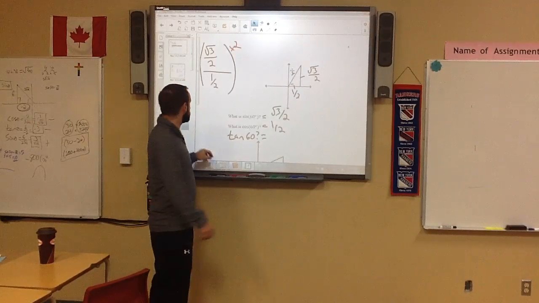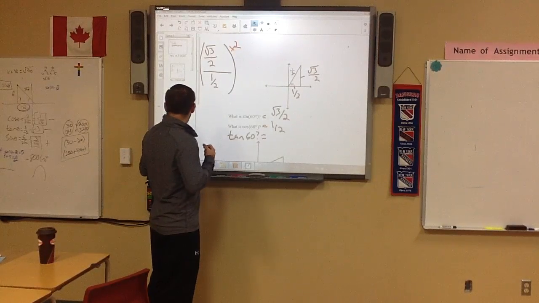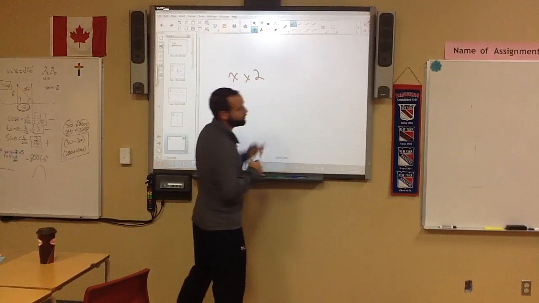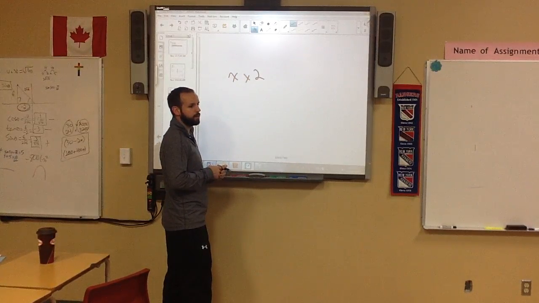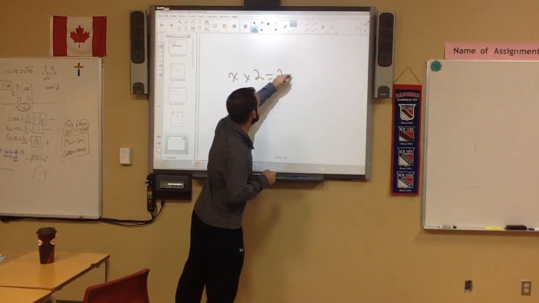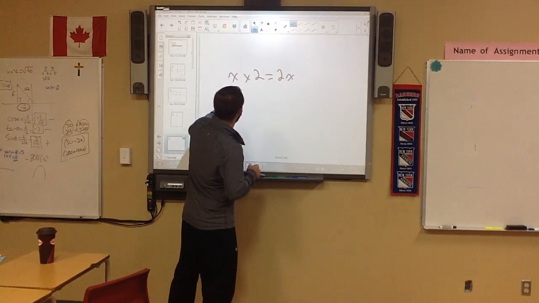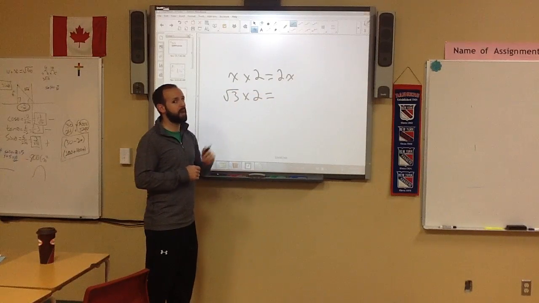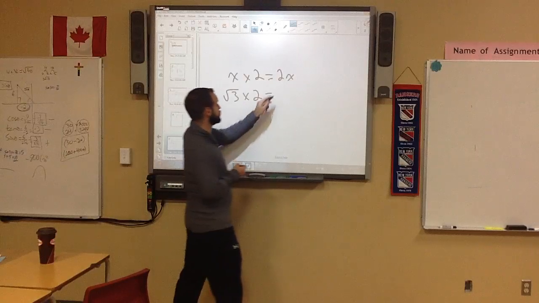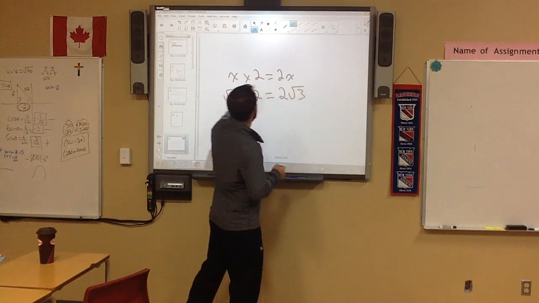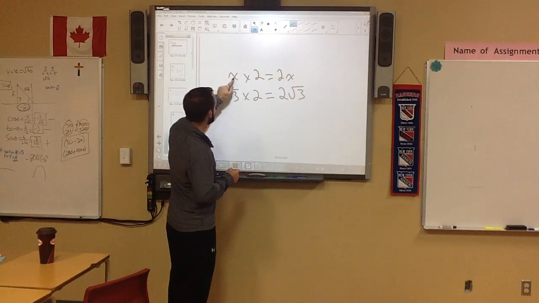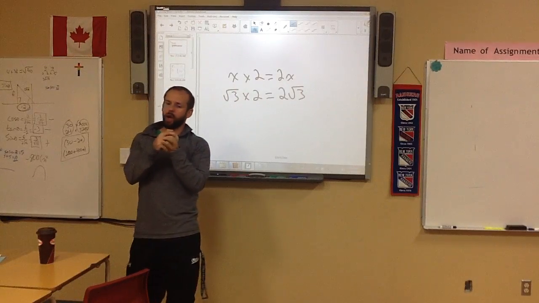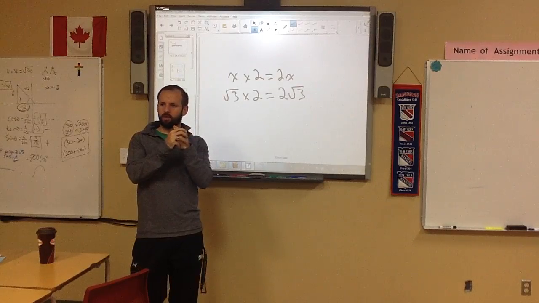Before I do that, if I have x and I multiply it by 2, what does it become? 2x. So if I have root 3 and I multiply it by 2, it uses the same concept. What would be my answer? 2 root 3. Because these two terms are not identical, I can't blend them into one variable-like number.